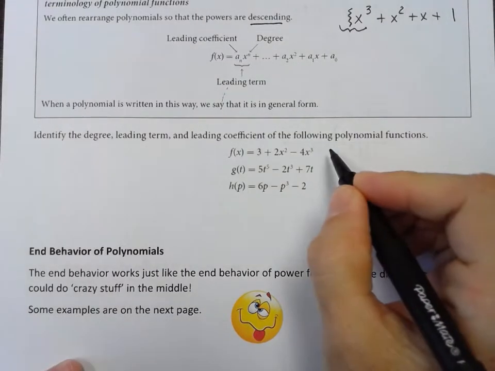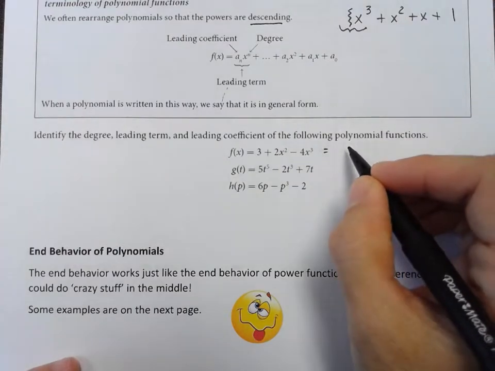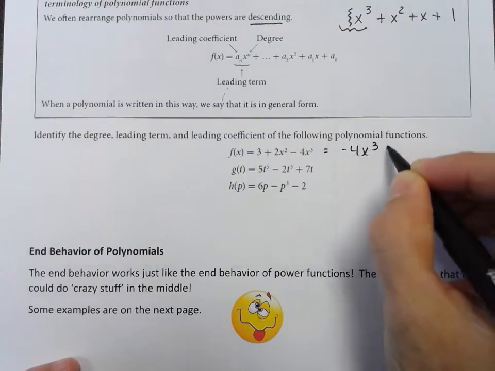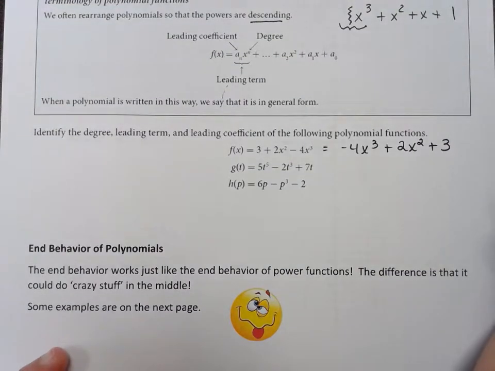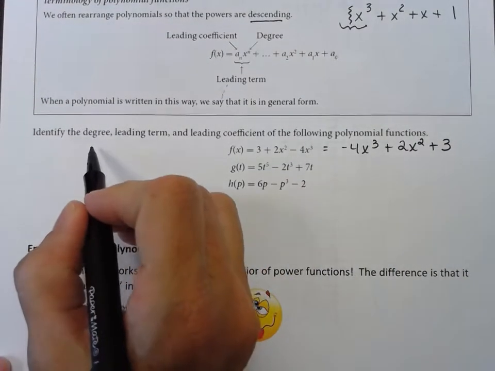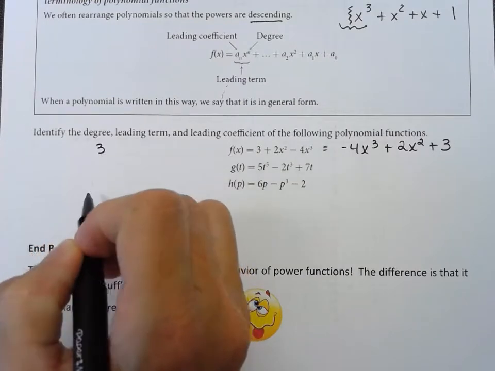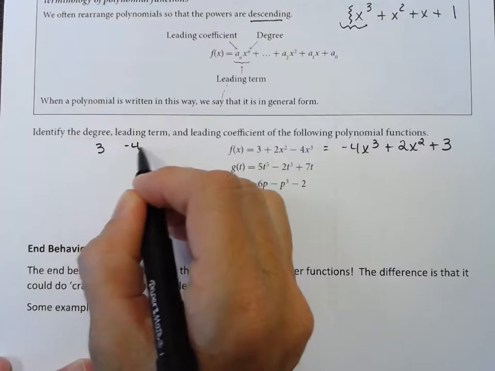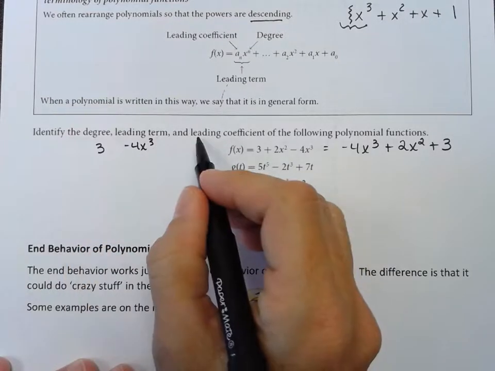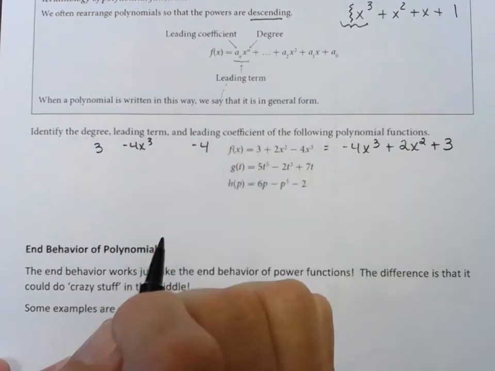First, you want to rewrite them. This is the same thing as negative 4x cubed plus 2x squared plus 3 if you write it in descending order. So the degree is the highest exponent. The leading term is negative 4x cubed. And the leading coefficient is negative 4.